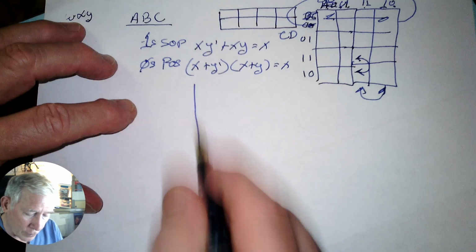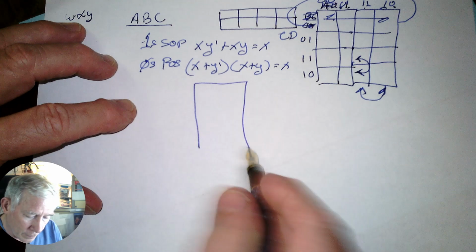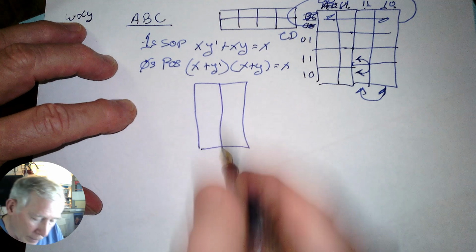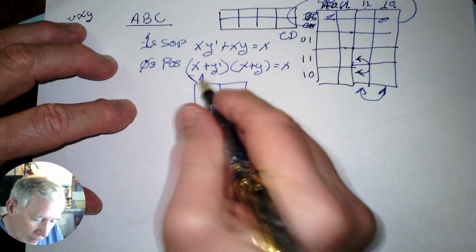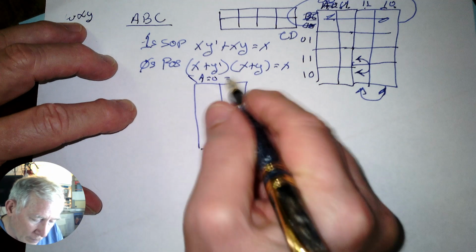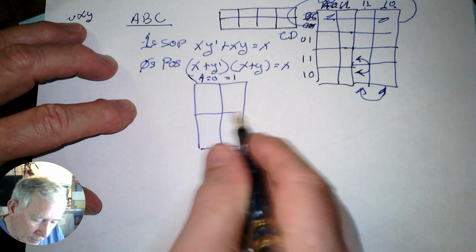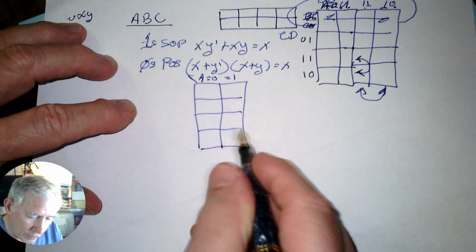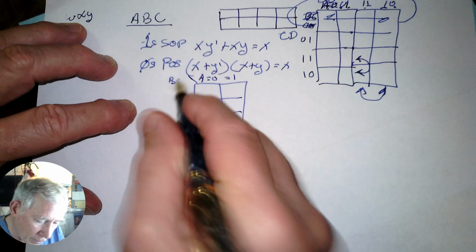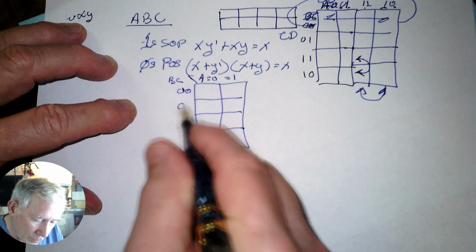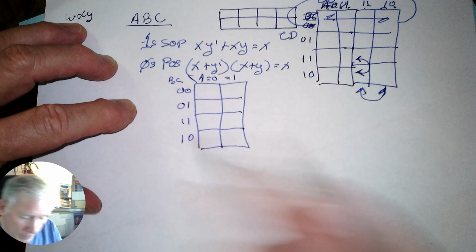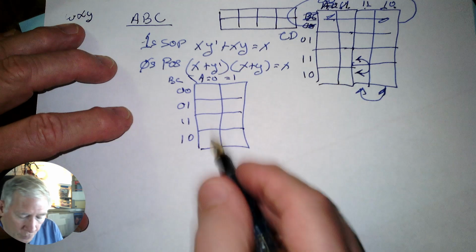So let's go back to my 3 variable map. Again, I'm going to do it vertically like this. I'm going to put A at the top, A equals 0 and equals 1. And then I'm going to do B and C down the side. And that'll be my 3 variables, A, B, C. B and C down the side: 0, 0, 0, 1, 1, 1, and 1, 0. Again, I flip these bottom 2 rows.